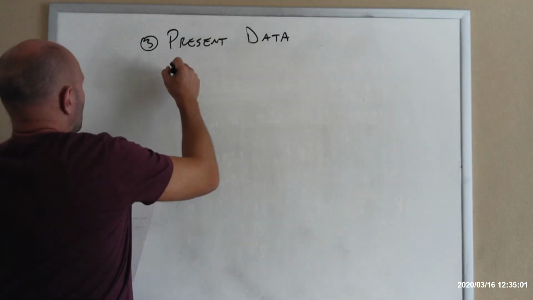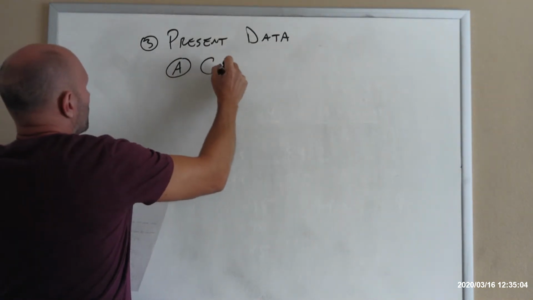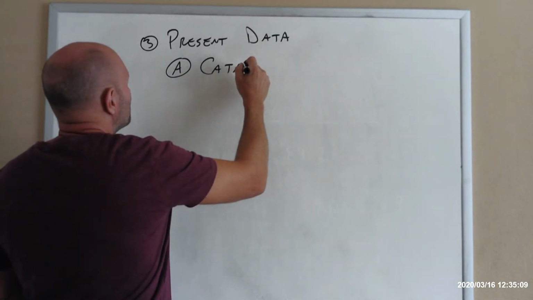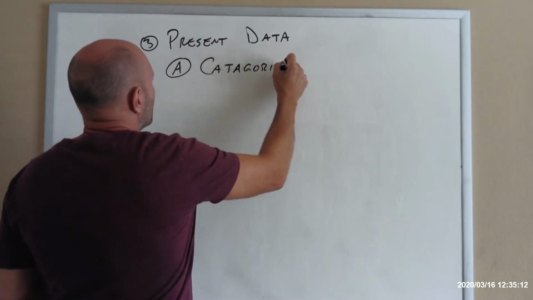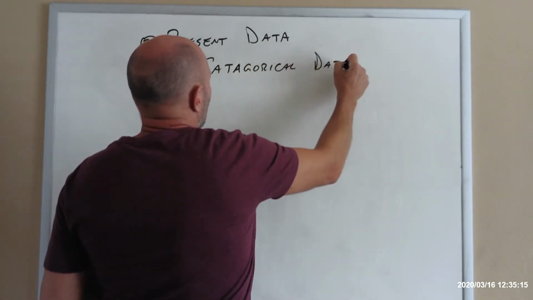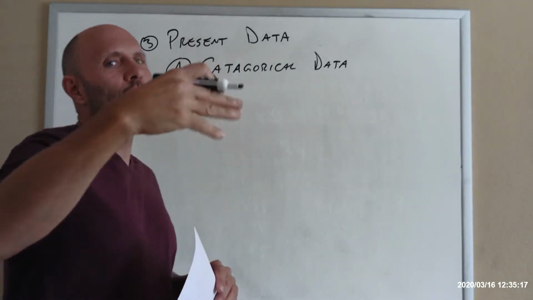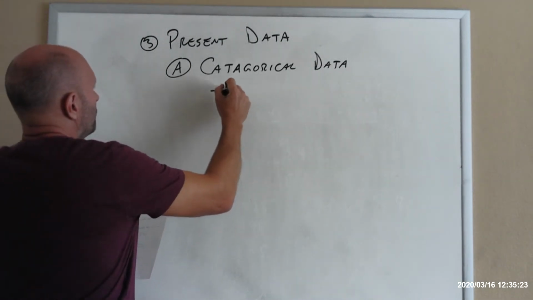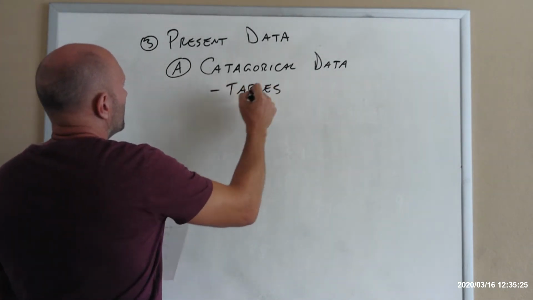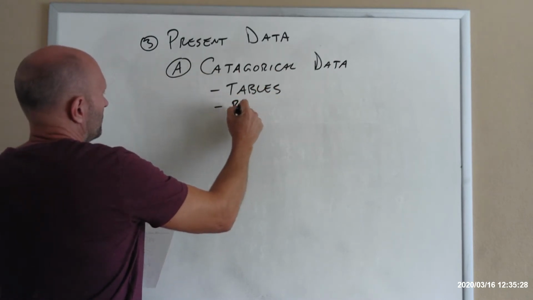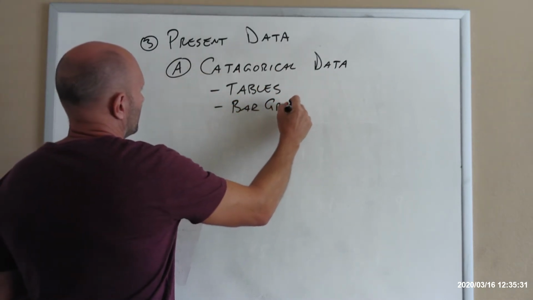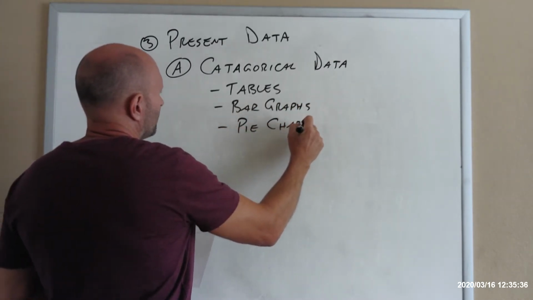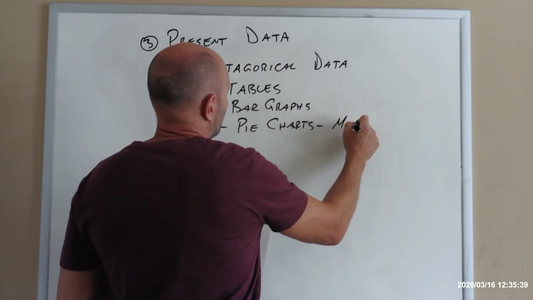If it's categorical data, and categorical, still having my spelling struggles here, categorical. So this was what? This is male, female, poor, fair, average, good, very good. So we have different ways that we can present this. We can do it in tables. We can do it in bar graphs. We can do it in pie charts. With pie charts, we have to be careful because it must equal 100%.